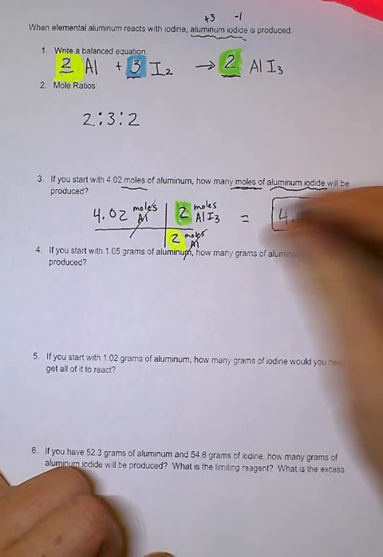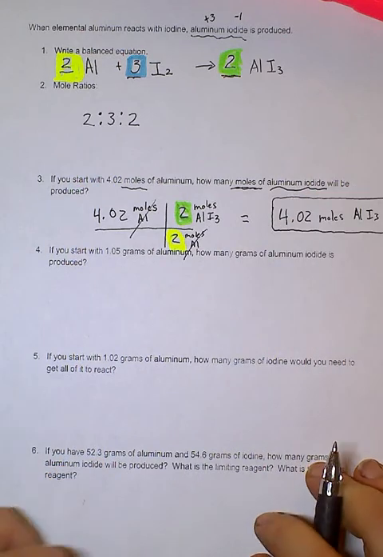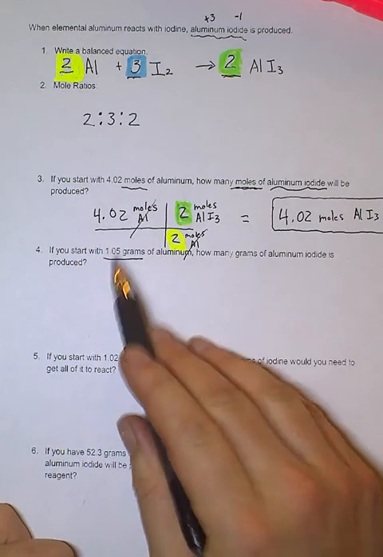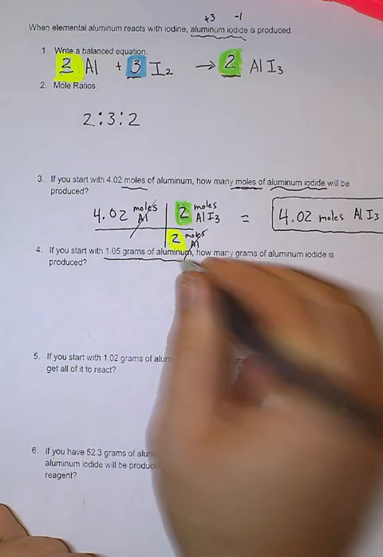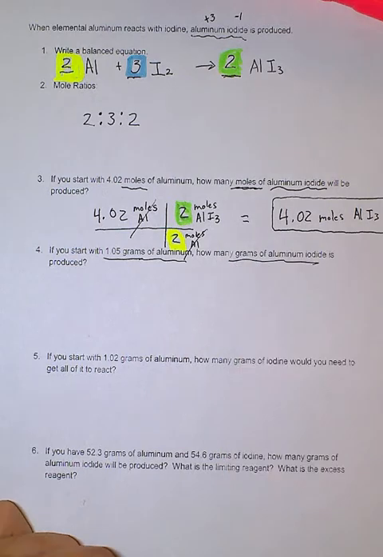Okay, let's do number 4. Now we're starting out with 1.05 grams. Okay, so now we know the weight of it. Anytime we're given grams, we have to change it to moles first. And same thing, still of aluminum. How many grams of aluminum iodide will we produce? Okay, so now this is another three-step problem.